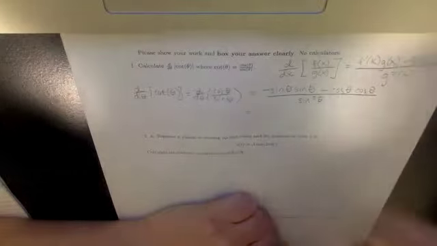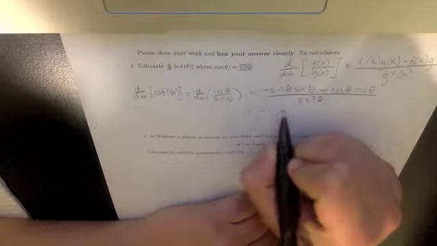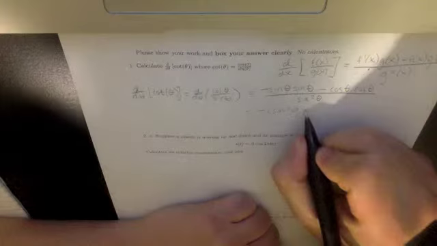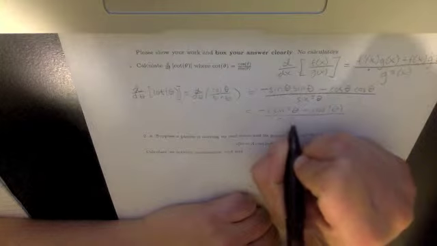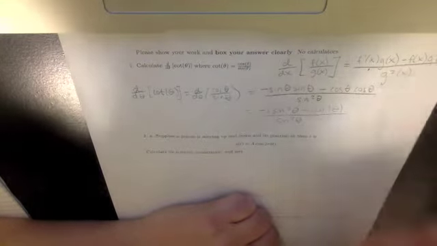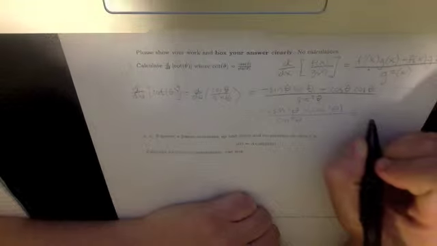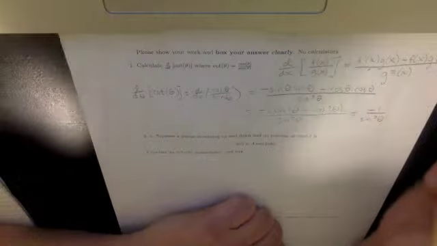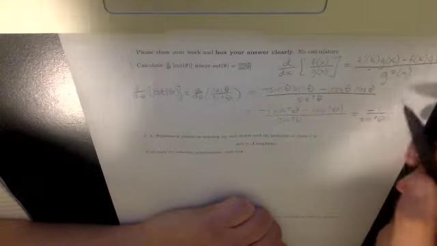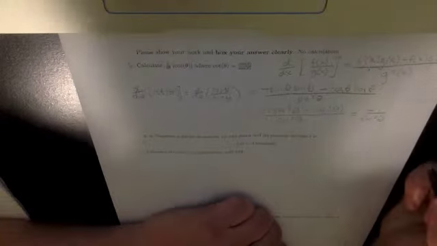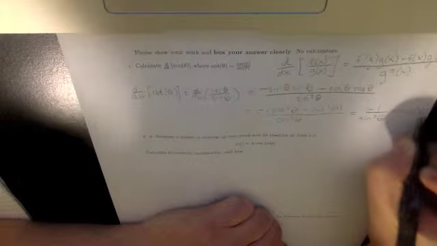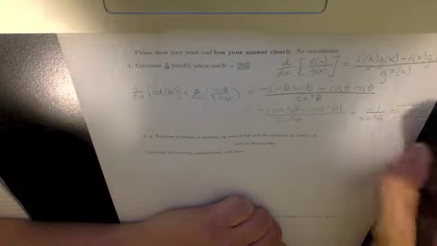Now this simplifies to be negative the quantity sine squared of theta plus cosine squared of theta, all over sine squared of theta. Now sine squared of theta plus cosine squared of theta, that's just 1. So we have negative 1 over sine squared theta. Now 1 over sine of theta, that's the cosecant of theta. So we've got negative cosecant squared of theta. And that is our answer.